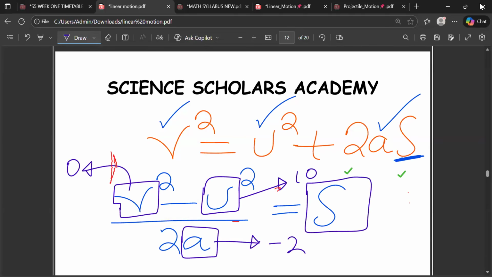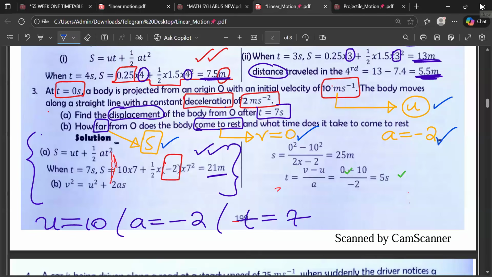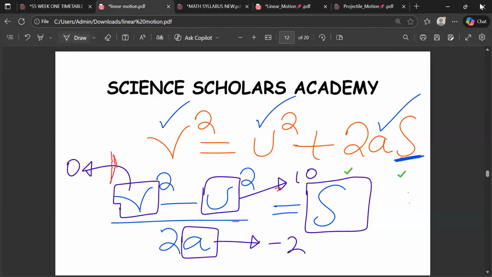No, nothing hard there. So you look here, don't you see? Exactly what I've said is what was done here. And they got the answer as what? 25. But then they later asked for the time it takes it to come to rest. So the question now brought in time.